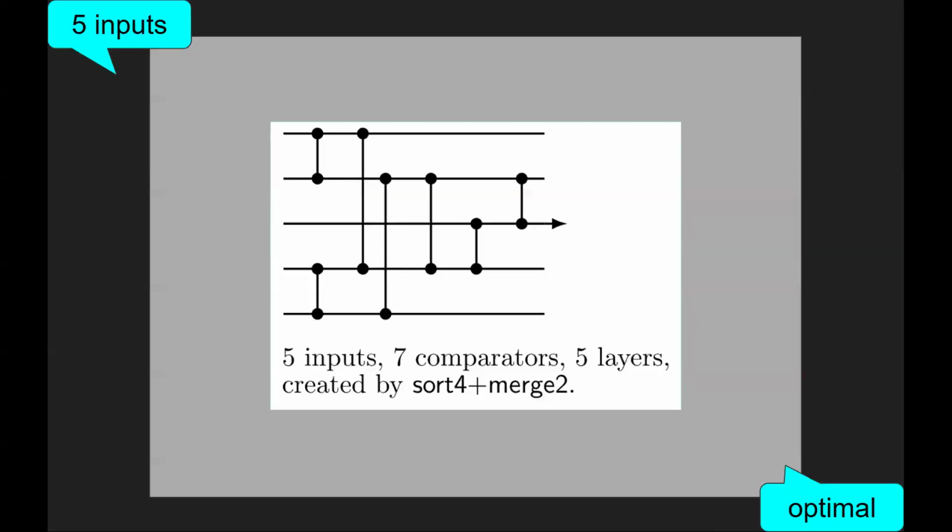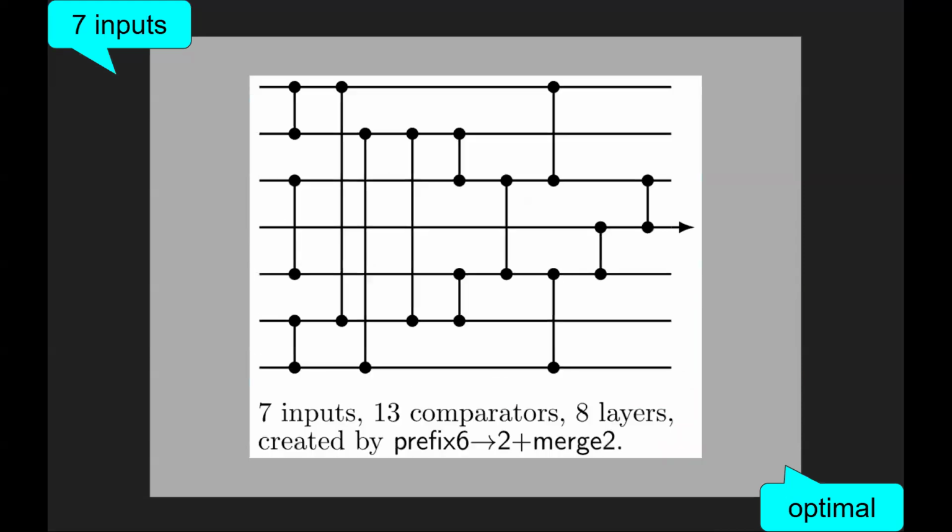Okay, so let me just take you through some things. Here's how to do a median for 5 inputs. I have something that for 4 inputs computes the middle 2, and then it merges them to find the final result. But if you go from 4 inputs to the middle 2, you sort the whole thing automatically. So this is just the 4 sorter plus merge 2. This is the optimal median for 5 inputs. This is for 7 inputs.